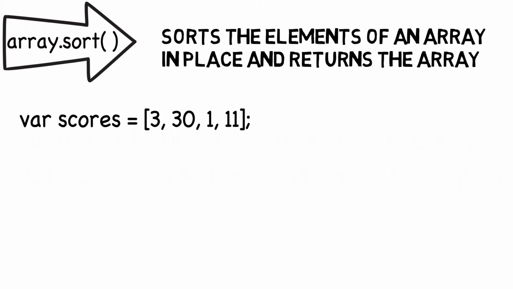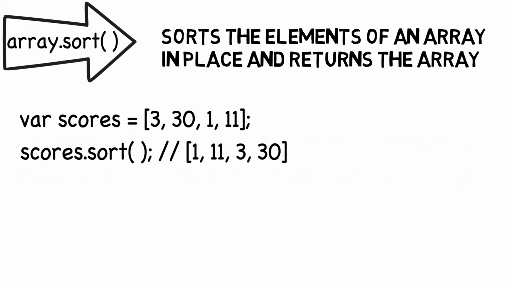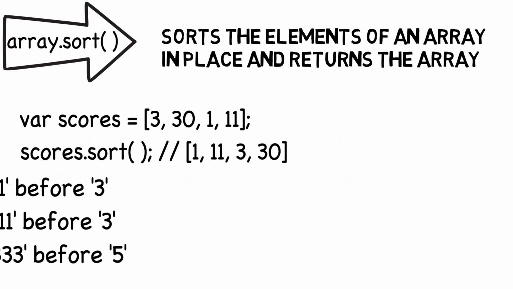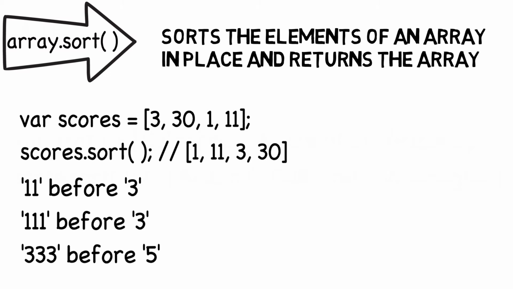However, because we are working with Unicode point value according to string conversion, the string of 11 actually comes before the string of 3 in Unicode point order. Likewise, the string of 111 will come before the string of 3, just as the string of 333 will come before the string of 5 in Unicode point order. Again, don't worry too much about sorting numbers according to Unicode value. We won't need it for this algorithm. I just wanted to introduce you to that as we talk about the array sort method.